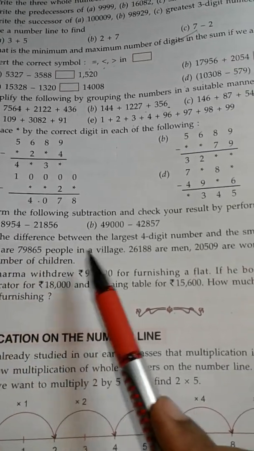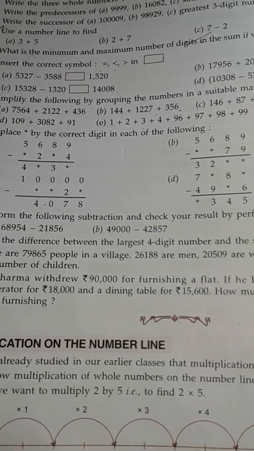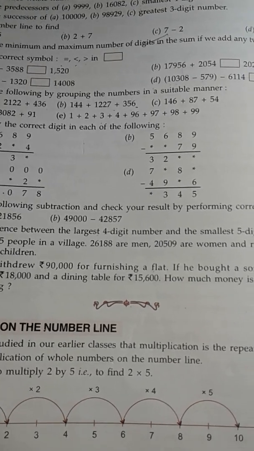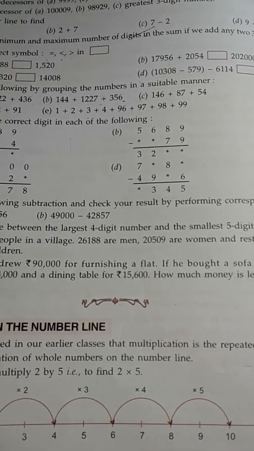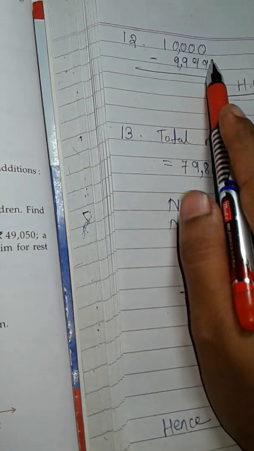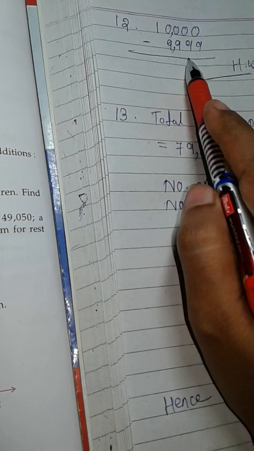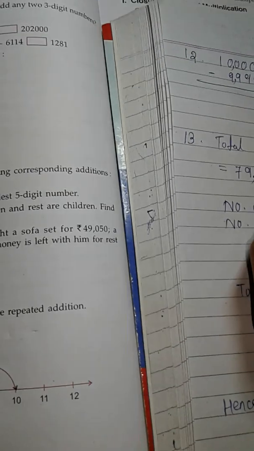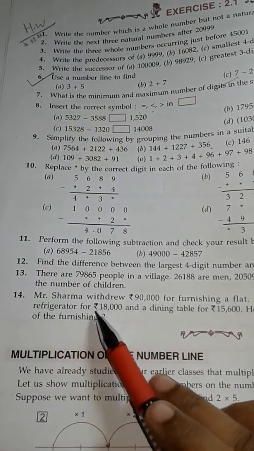Find the difference between the largest 4 digit number and the smallest 5 digit number. Children, you know what the largest 4 digit number is and what the smallest 5 digit number is. Let's see. This is the smallest 5 digit number and this is the largest 4 digit number. So like this, children, you write, then subtract. You do it yourself. Then 13 and 14, two numbers are your word problems.